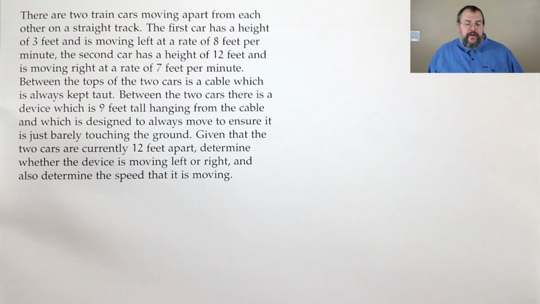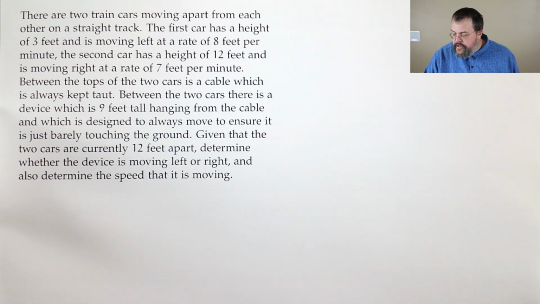So, there are 2 train cars moving apart from each other on a straight track. Now, the first car has a height of 3 feet and is moving left. Now, see, left is an orientation. So we have left and right. Oftentimes when we think of moving left, we think of moving in the negative direction, and when we move right, think of it as positive. That's the natural orientation we assume, negative, positive. All right, so it's moving left at a rate of 8 feet per minute.